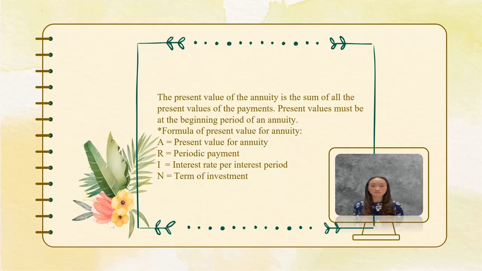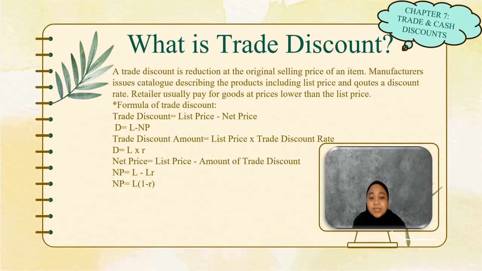Hi, my name is Yani Zaffrianni. I will present what a trade discount is. A trade discount is a reduction from the original selling price of an item. Manufacturers issue a catalog describing the product, including the list price, and quote a discount rate. Retailers usually pay for goods at a price lower than the list price. Formula of trade discount: trade discount equals list price minus net price.